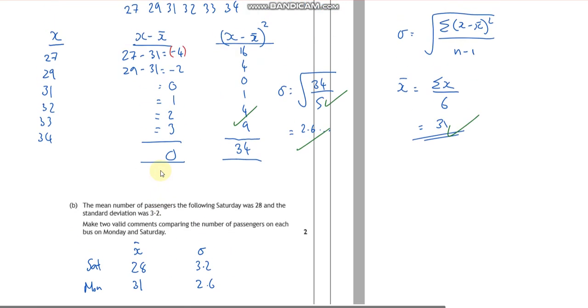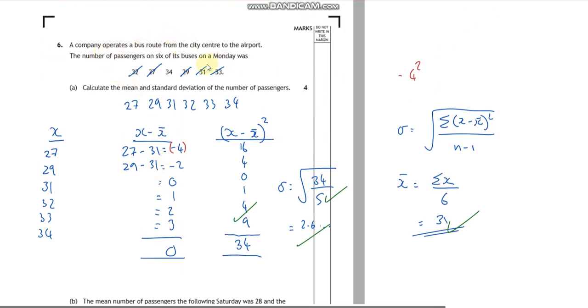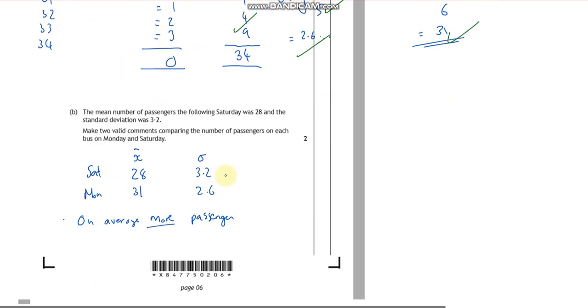You could say more number of passengers on the way to the airport or whatever, more number of passengers on Monday compared to Saturday. And you could put a little bracket if you wanted. You could say because 31 is greater than 28, just to compare the numbers, really show you know what you're talking about. So this is your on average, don't forget on average, and we're just comparing the numbers. So it looks like there's more people on a Monday than a Saturday, that's fine.